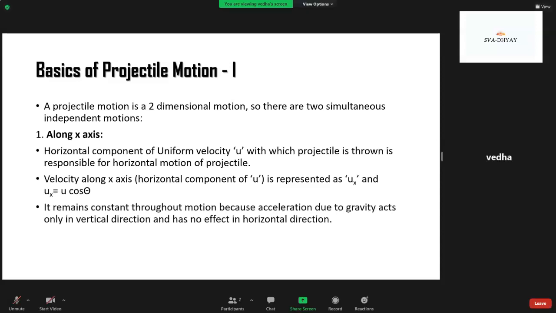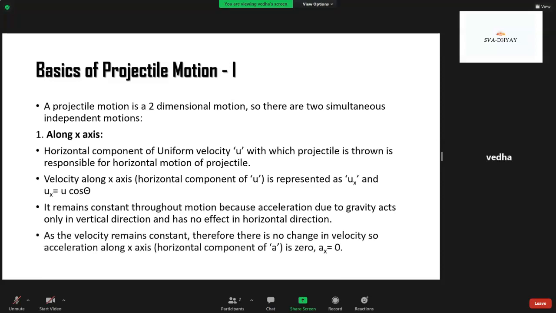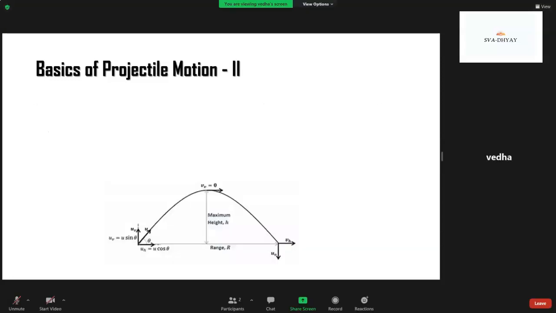It remains constant throughout motion because acceleration due to gravity acts only in vertical direction and has no effect in horizontal direction. As the velocity remains constant, therefore there is no change in velocity, so acceleration along x-axis, horizontal component of a, is 0, ax is equal to 0.